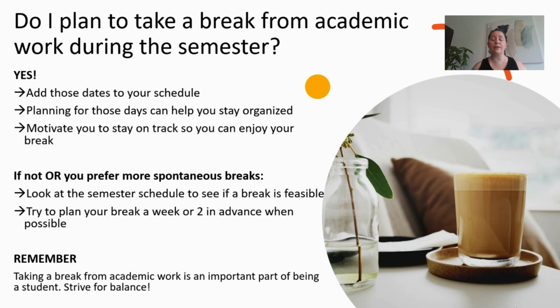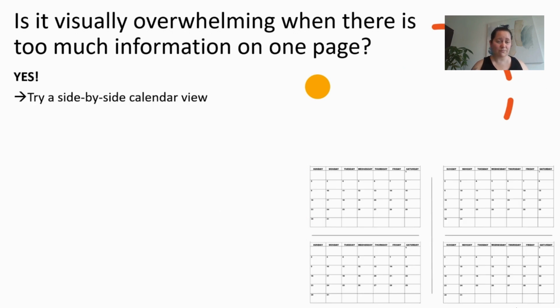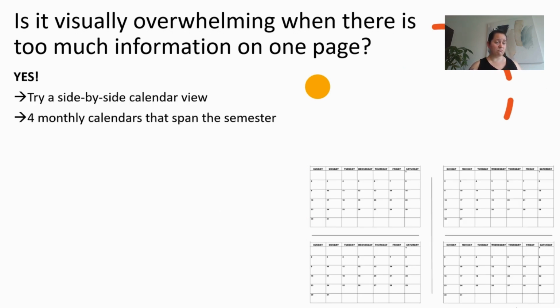Remember, taking a break from academic work is an important part of being a student. Strive for balance in your schedule. And finally, ask yourself, do I find this template visually overwhelming? Or is there not enough space in these small boxes to help me keep track of my task? If so, try a side-by-side calendar view. This is where you will take 4 monthly calendars that span the semester, putting them side by side, September, October, November, December.